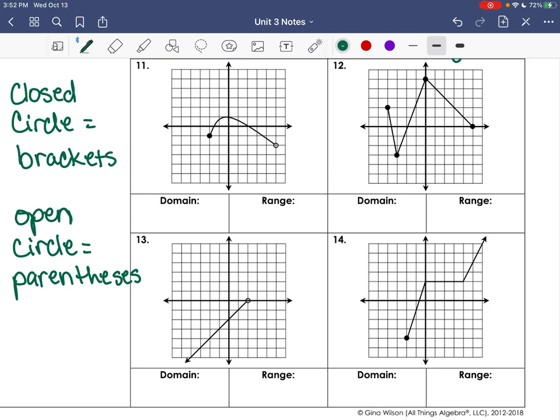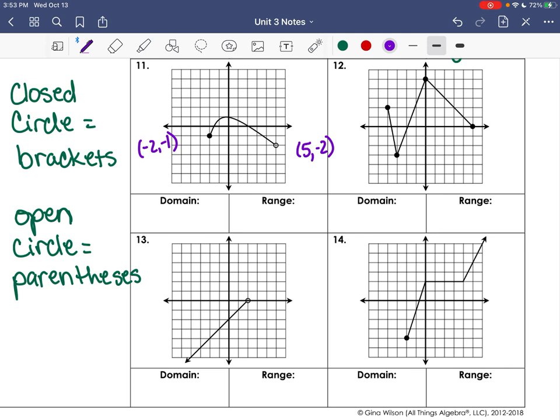All right, so when you're doing ones like this, it is really helpful to go ahead and write down what the coordinates are of the points that they give you. So, for example, this closed circle in number 11 is -2, -1. The open circle is 5, -2. So we know that we have those points and we're going to use those numbers.